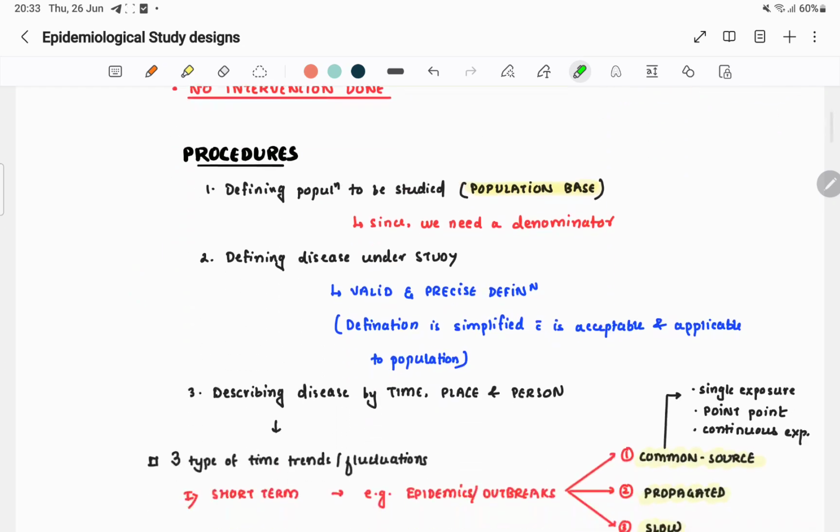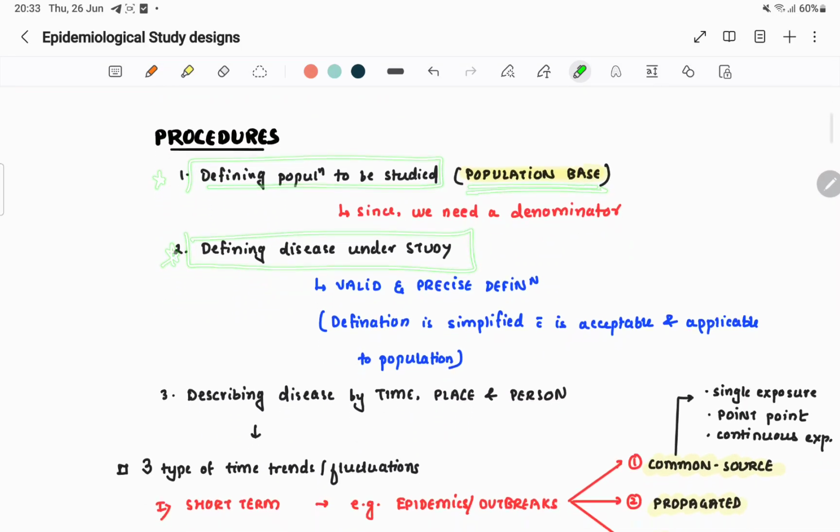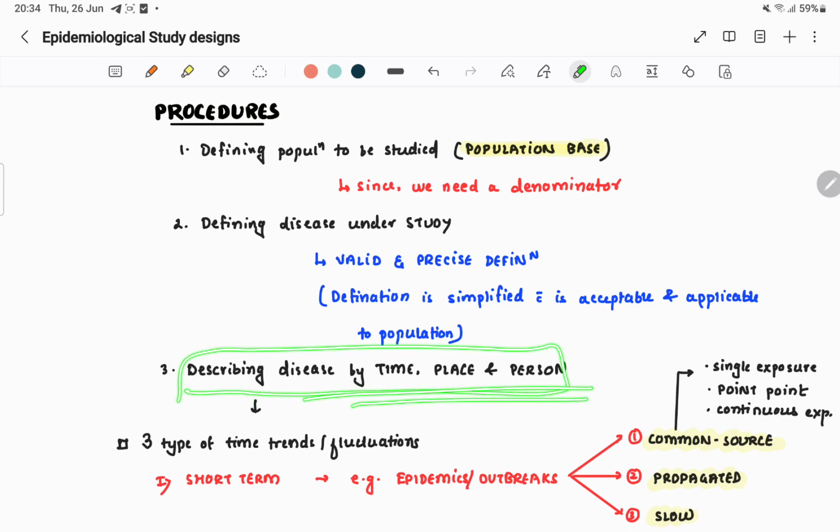What is the procedure for descriptive study? You have to define the population to be studied. Population base. You have to define the disease under the study. You have to define a disease and a valid definition, which is applicable. It's a simplified definition. You won't use medical terms. You have to define the disease in a simplified definition. You have to describe the disease by time, place, and person.